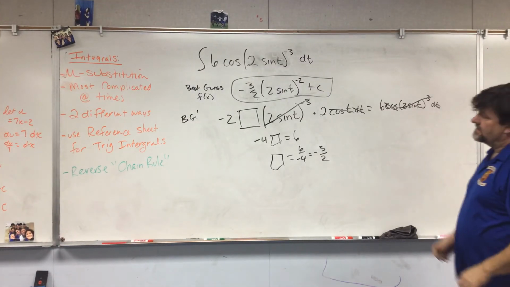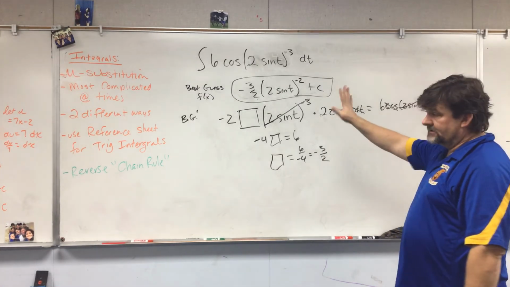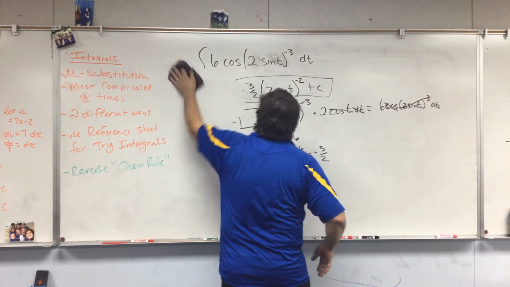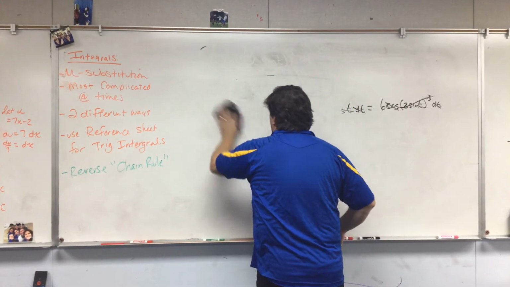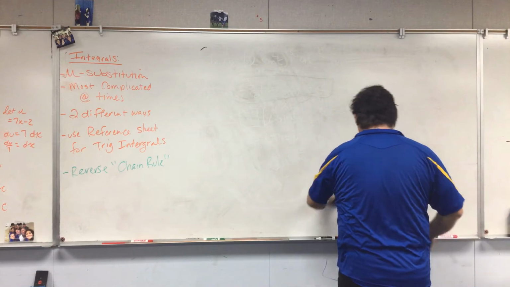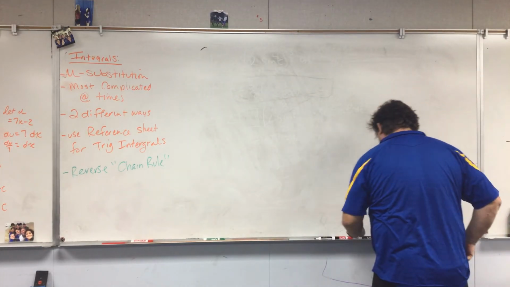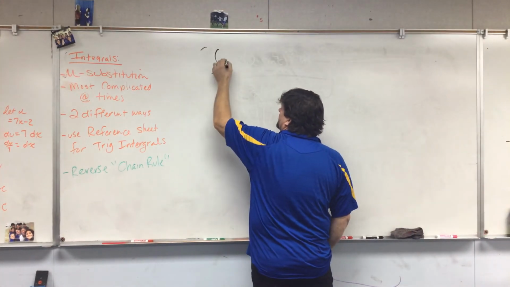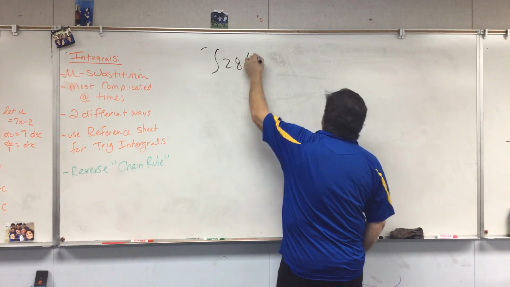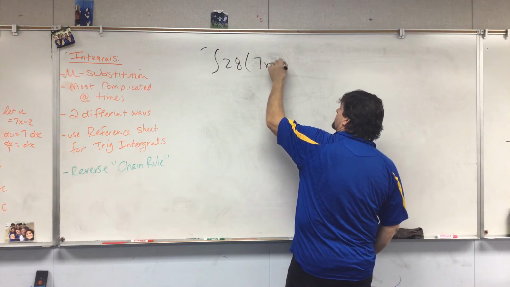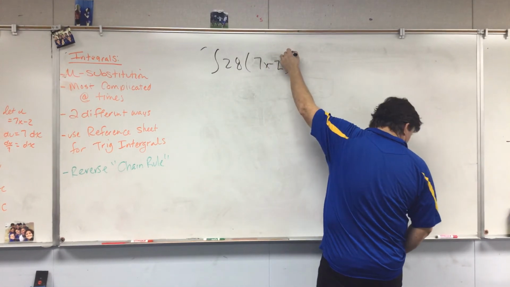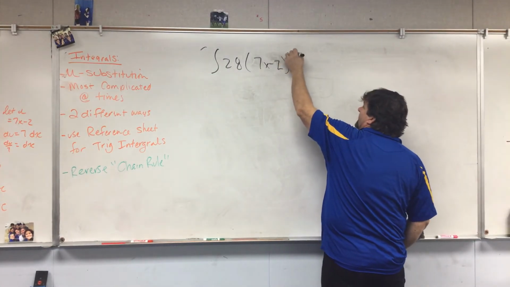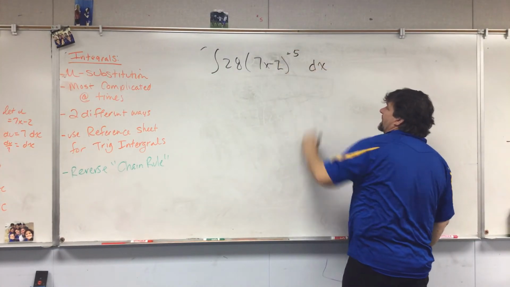All right, so that's the conceptual piece. You can do these all day long like this. So now what you're going to see as you move on is what's called u-substitution. And that's what we kind of worked with before. So let's talk about u-substitution. Let's go back to that original one. And let's do 28 times 7x minus 2 to the -5th, sorry, -5th dx.